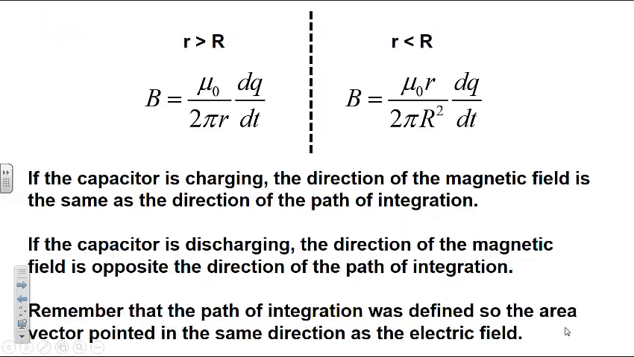If the capacitor is charging, the direction of the magnetic field is the same as the direction of the path of integration. If the capacitor is discharging, the direction of the magnetic field is opposite the direction of the path of integration. Remember that the path of integration was defined so that the area vector pointed in the same direction as the electric field.